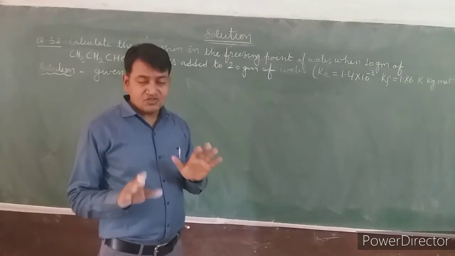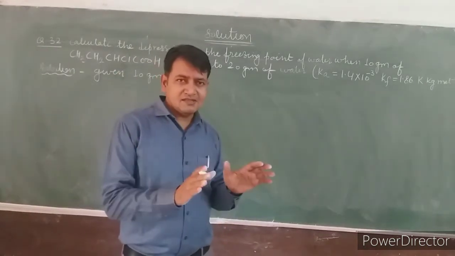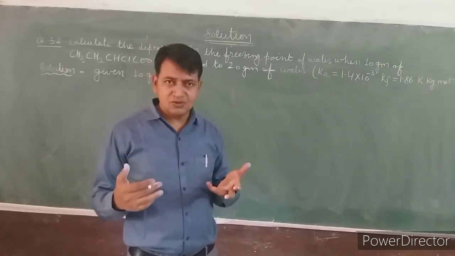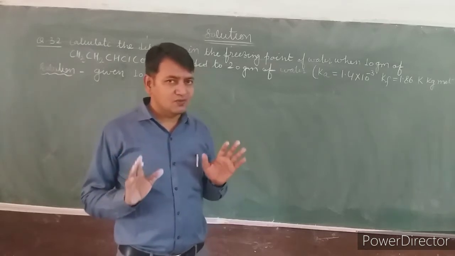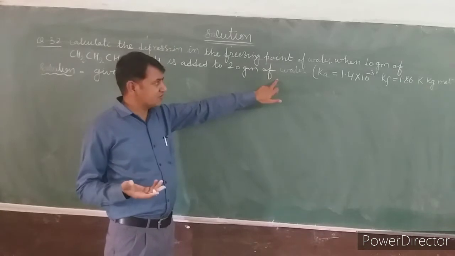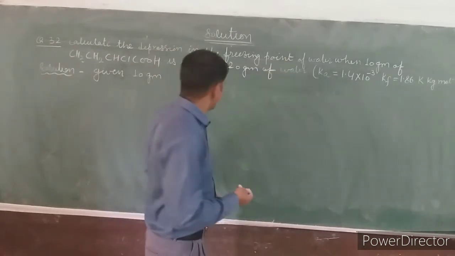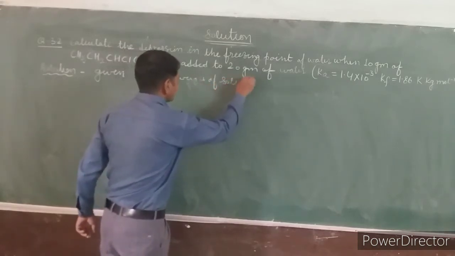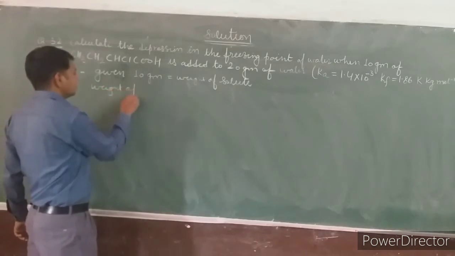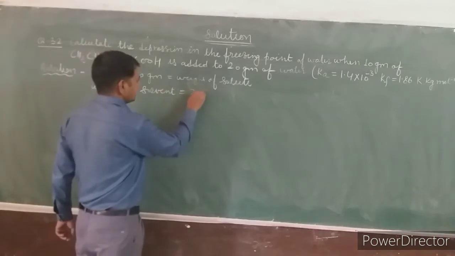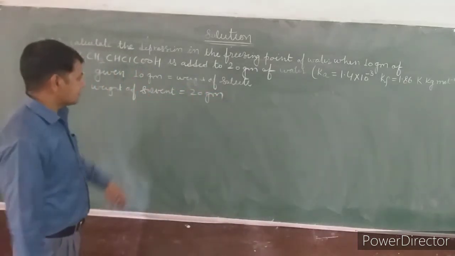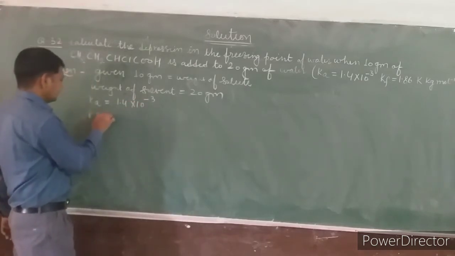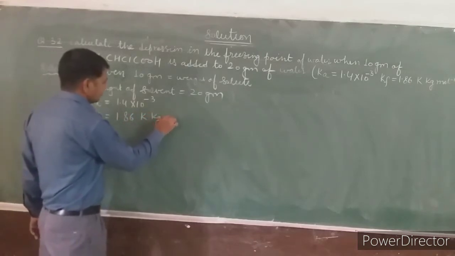Second thing, dear friends, generally everywhere when water is mentioned, it means that it will work as a solvent always. Even if its amount is less than the solute, still the water will work as a solvent there. So water is solvent here, we can observe that, because the amount of water is more in this question. So the given 10 gram is the weight of the solute. And the second thing given is the weight of solvent, which is water, that is 20 grams. And other things given are Ka equals 1.4 into 10 raised to power minus 3, and Kf, that has been given as 1.86 Kelvin kilogram per mole.